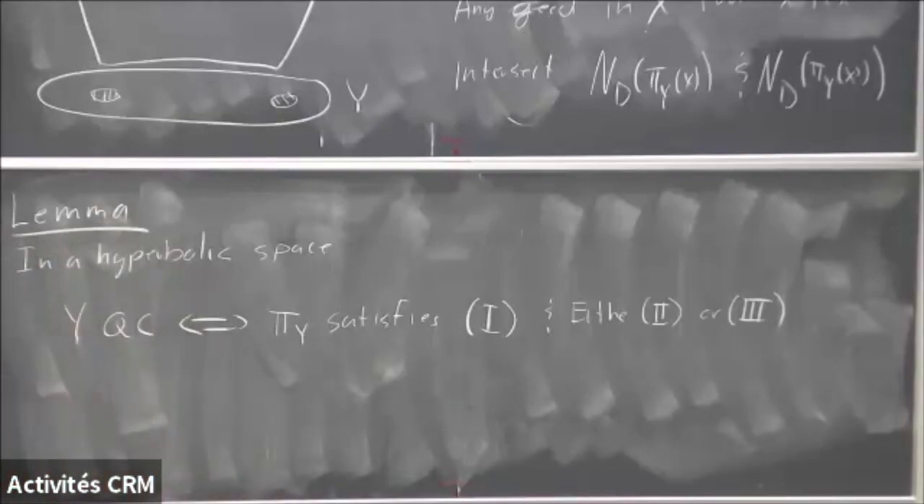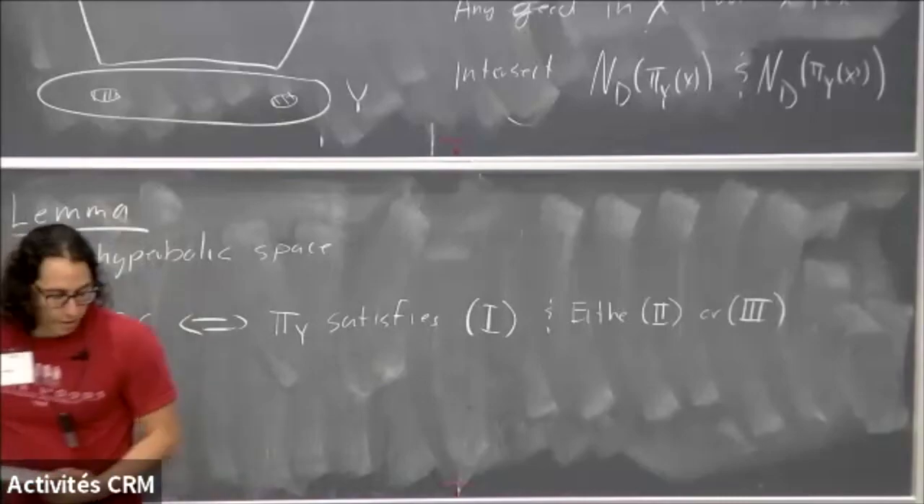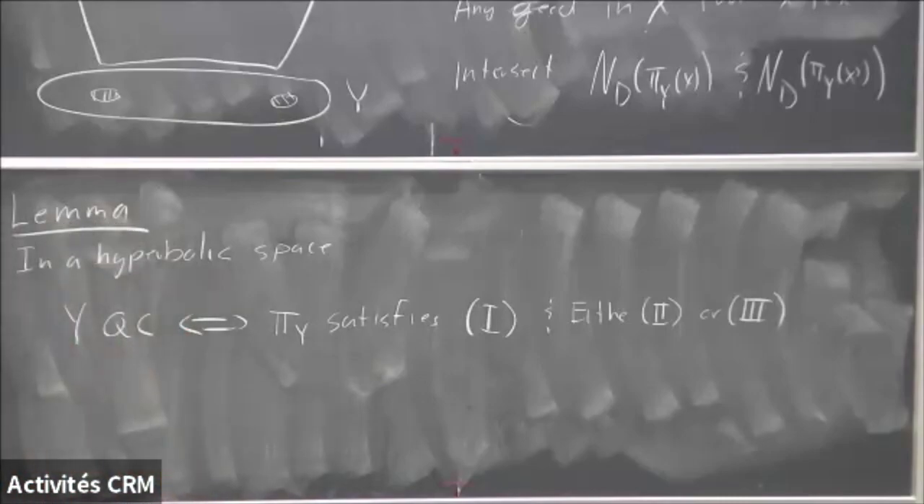There's one more very important property of a quasi-convex subset, and this is why Gromov gave this definition in the first place: they are invariant under quasi-isometries, and hence why we use quasi for both.